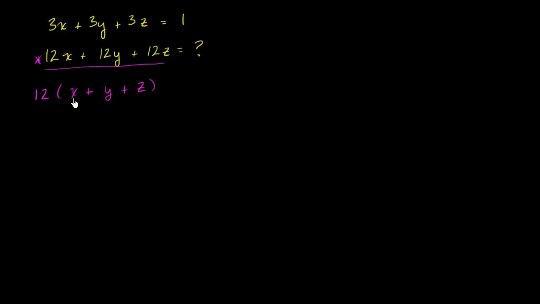Well, we don't know yet exactly what x plus y plus z is equal to, but this first equation might help us. This first equation, we can rewrite this left-hand side by factoring out the 3. So we can rewrite this as 3 times x plus y plus z is equal to 1. All I did is I factored the 3 out on the left-hand side. And then if I want to solve for x plus y plus z, I just divide both sides of this equation by 3. And I am left with x plus y plus z is equal to 1/3.